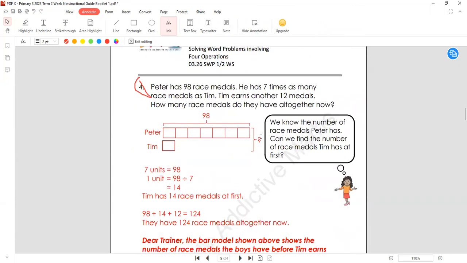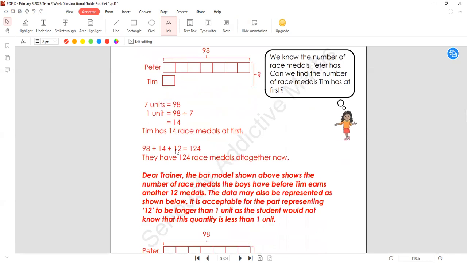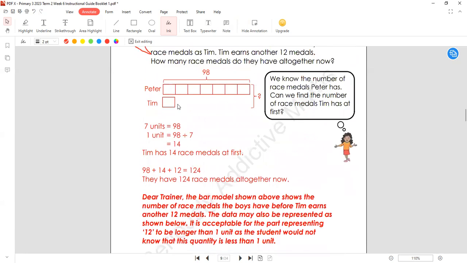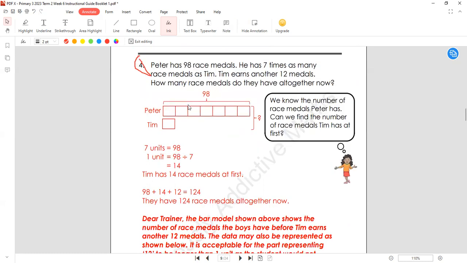Then what about this one? Peter has 98 race medals. He has 7 times as many as Tim. How many do they have altogether now? This is still drawing from the beginning. So Peter has 98, and 7 times means Peter has 7 units to Tim's 1. Then the second part: as you draw, that's not the end yet, because Tim earns another 12.